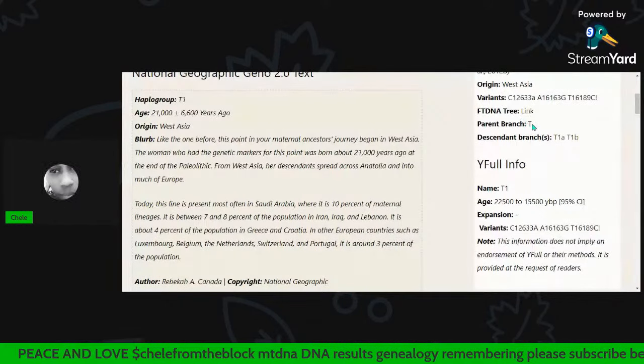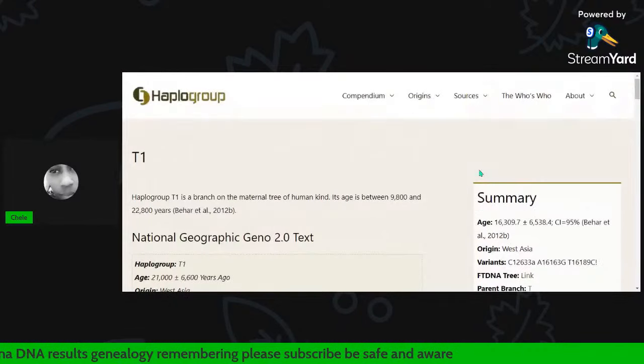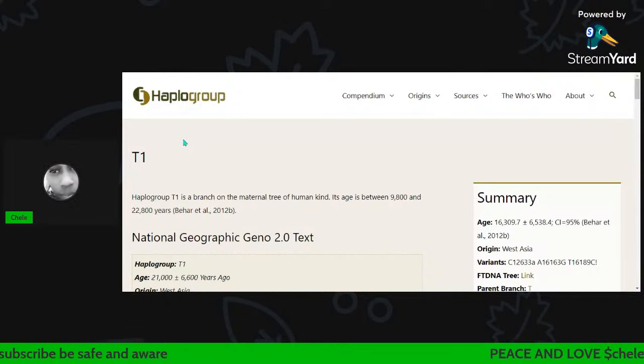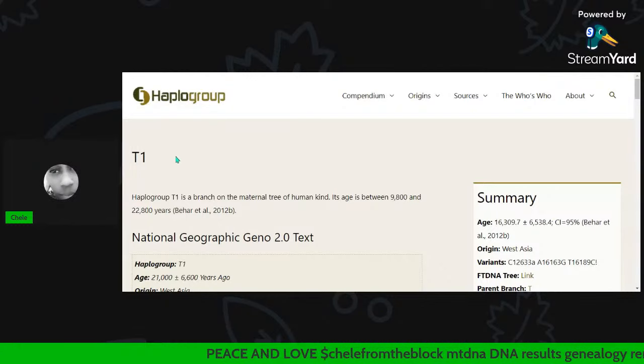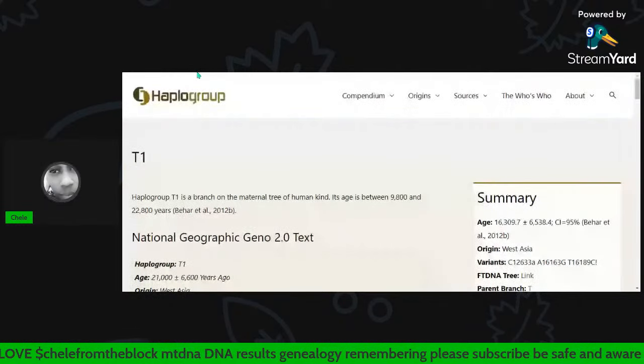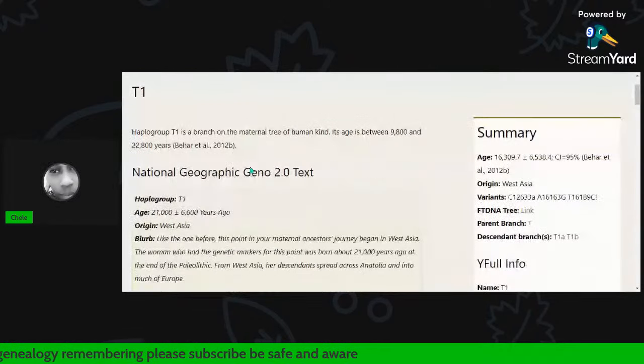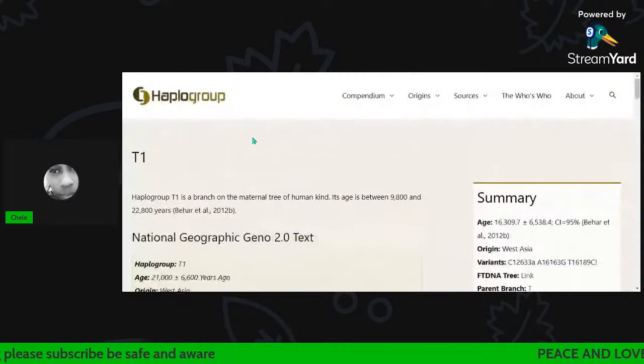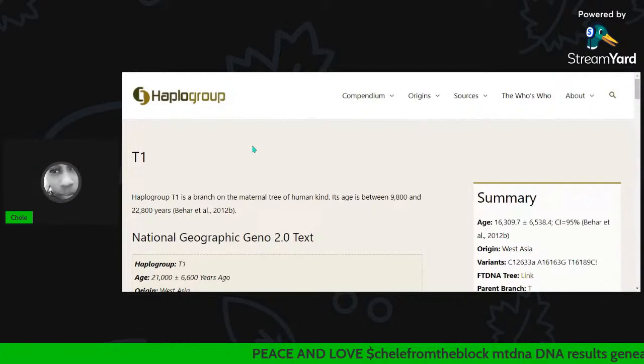Parent branch is T. So I had T1. First, I'm gonna say first generation descendant of a parent group. I think that is very, very interesting. I want some more of my younger family members to do theirs. What I want to know is, is theirs going to be different, or are we going to have whatever groups we have and you match to the descendants of that particular group?